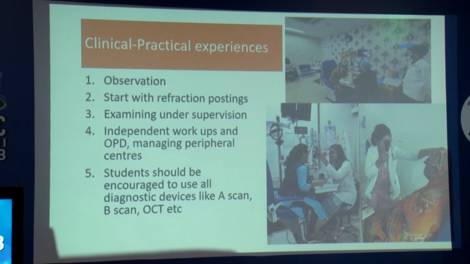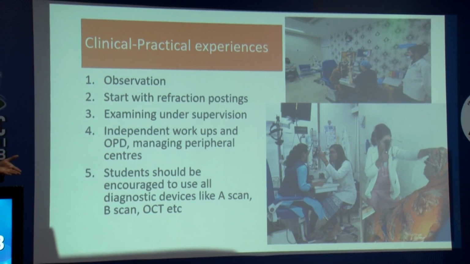Now for clinical and practical experiences, what are the ways you can train? First, most importantly, the initial part of postgraduation or fellowship is observation. So make sure that your facility has video cameras attached to your slit lamp. Many times the consultant is seeing the patient and doesn't have enough time to show the fellows who are standing behind. But if you have these aids, the fellow is also continuously learning, and you can discuss and ask him questions, what was that, or how to go about these things.